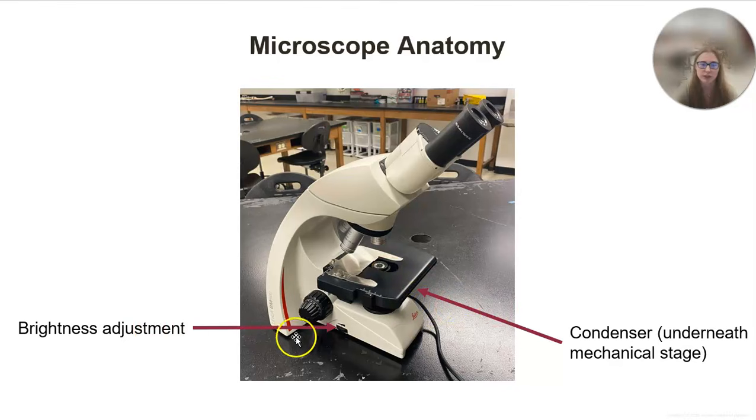So if you're having trouble visualizing something, and you've got the brightness adjustment as bright as you can handle, you're not really seeing stuff, and you're playing around with that and it's not working, it's always worthwhile to start playing with the metal tab on the condenser to change the amount of light that is coming through that microscope slide.